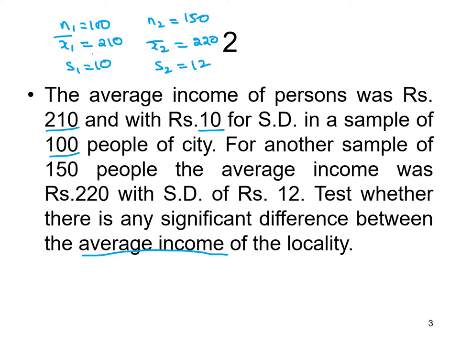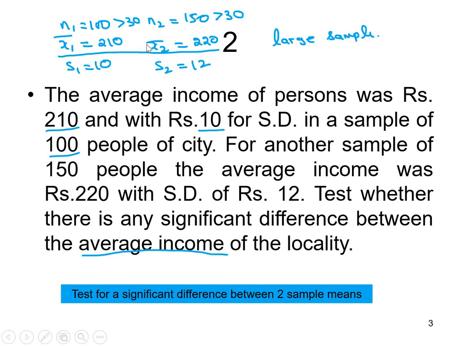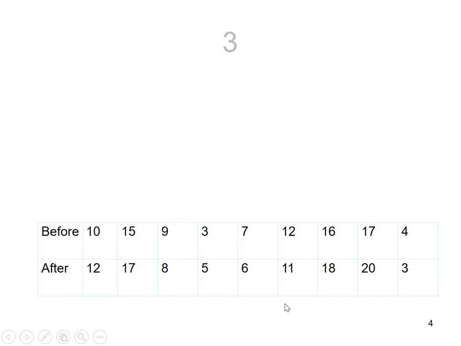So we are going to test the significant difference between the two sample means under large sample, because here it is greater than 30 and this is also greater than 30. So it is coming under large sample and testing the difference between two sample means. So the topic is test for a significant difference between two sample means. Next problem.